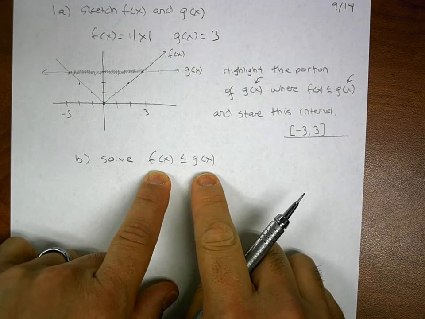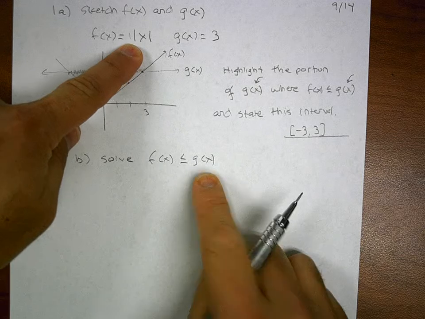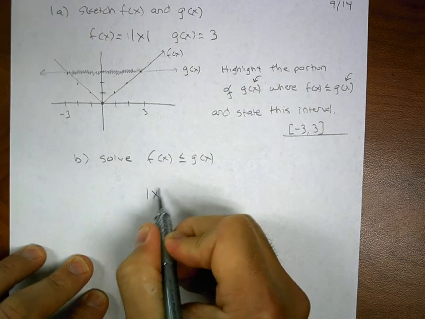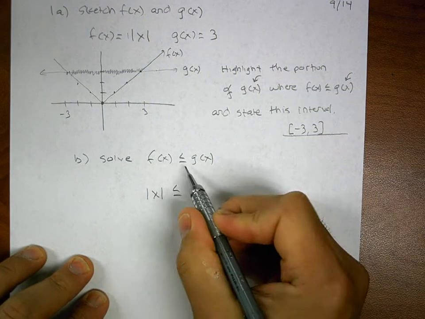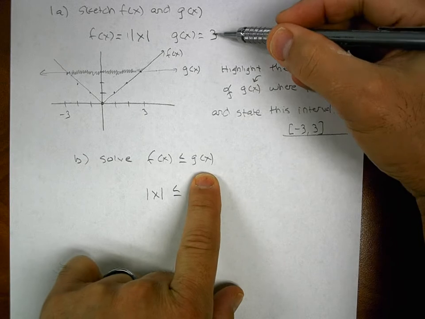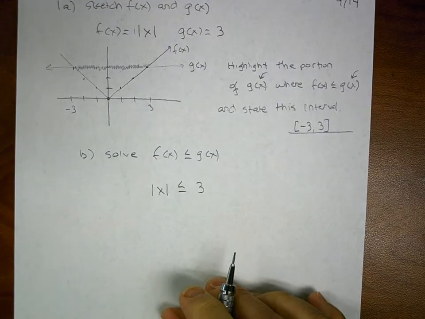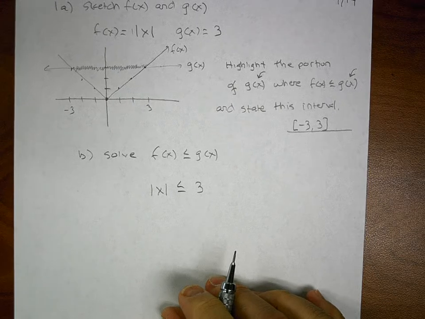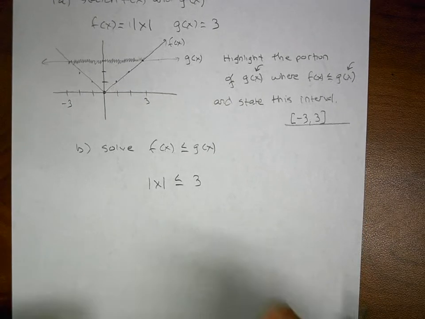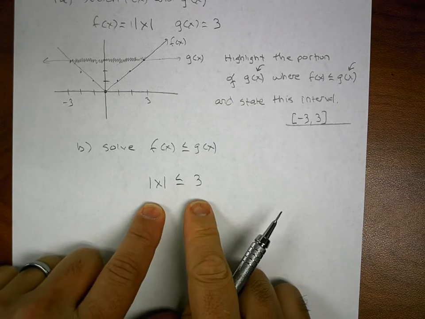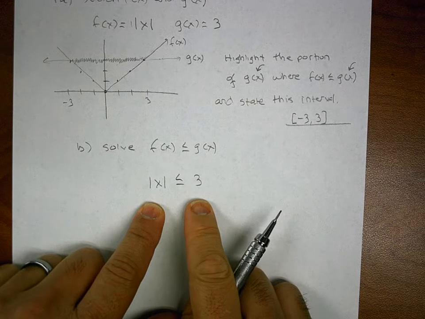So f of x, that's this one right there. So I'll put that right here. So it's absolute value of x, I'll put this symbol less than or equal to, and g of x, well, that's 3, so I'm going to put 3 right here. So we're going to solve this algebraically. All right. Well, there's not a whole lot to solve algebraically, but we need to do a little setup.